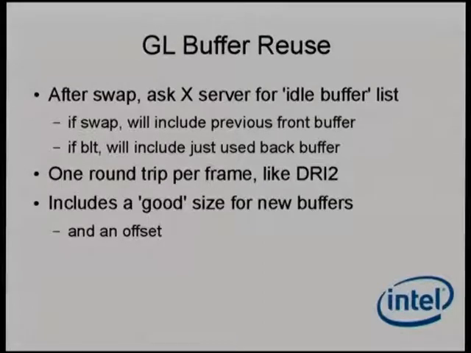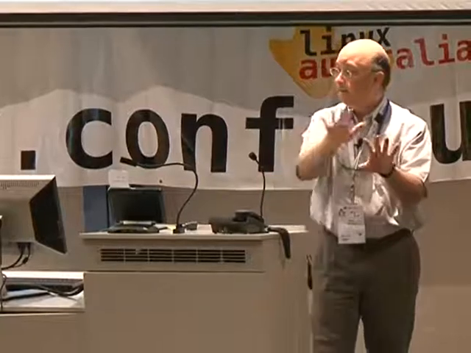For GL buffer reuse, what we're going to do is after the swap, the application is going to ask the X server, hey, I sent you a bunch of buffers. Are there any of those you're not currently using? Those might be good ones for me to use again. So if you do the swap, and you just swap two buffers, then the idle buffer is going to be the previous front buffer. If you did a blit, then you'll just get the previous back buffer.